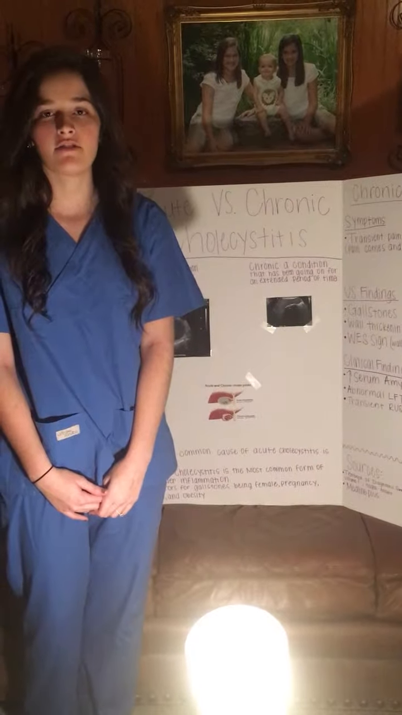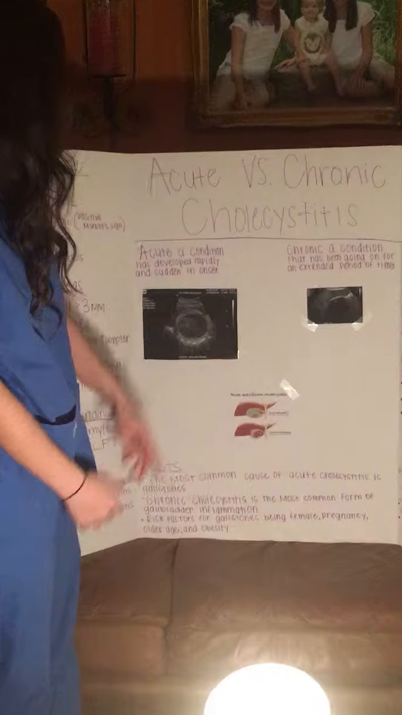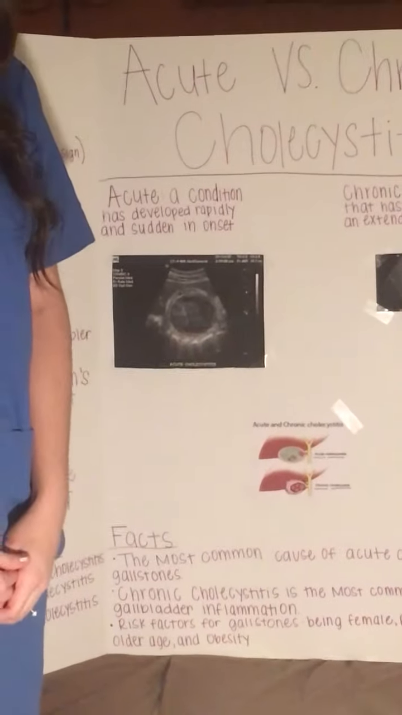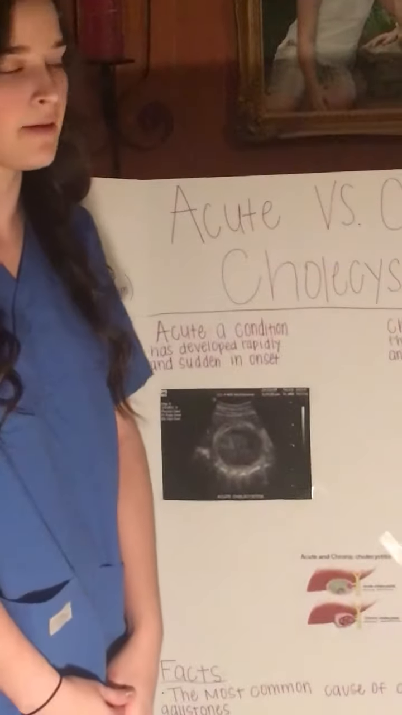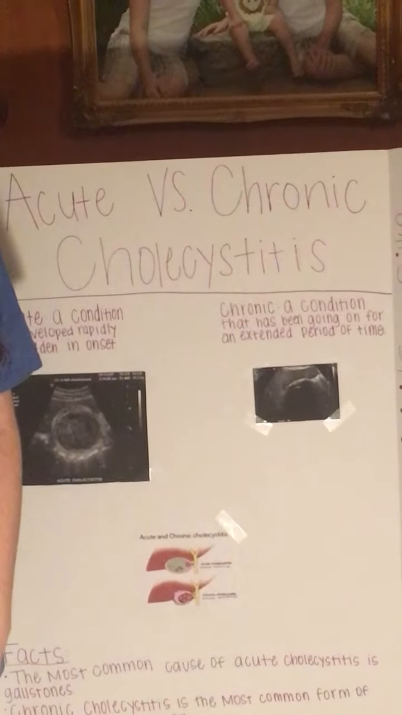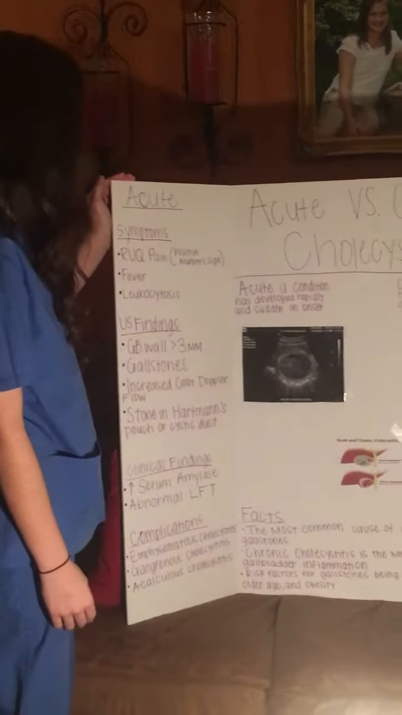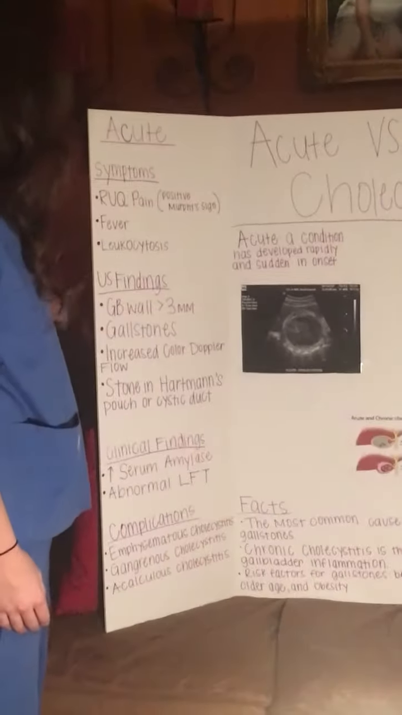Acute versus chronic biliary disease. We're going to narrow it down to one, and it's going to be acute versus chronic cholecystitis. An important thing to remember is acute is a condition that has developed rapidly and is sudden in onset. Chronic is a condition that has been going on for a long, extended period of time. First, we're going to look at acute cholecystitis.